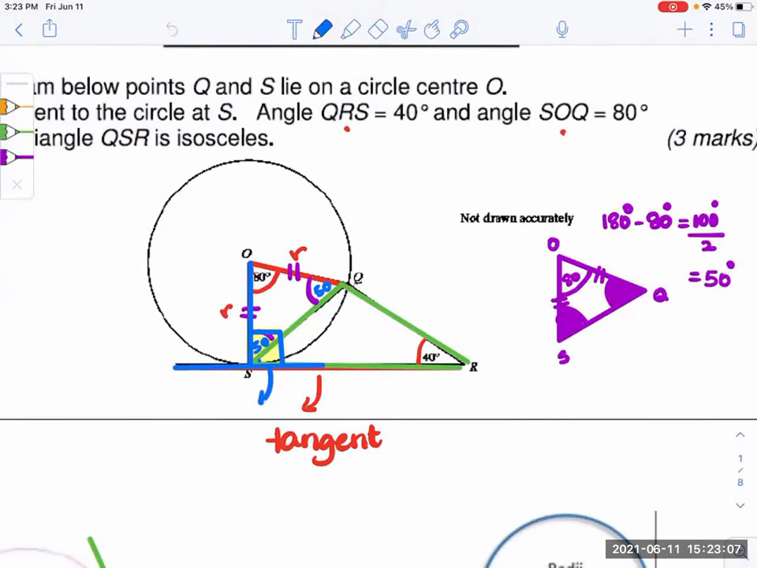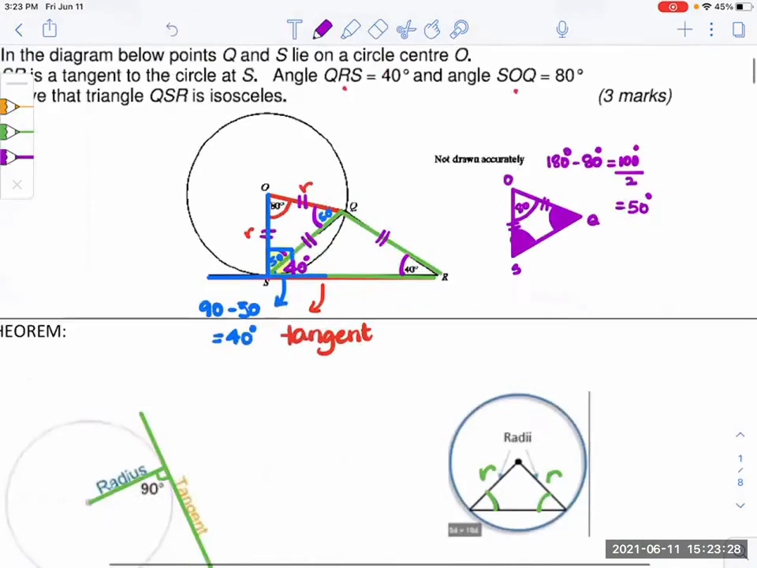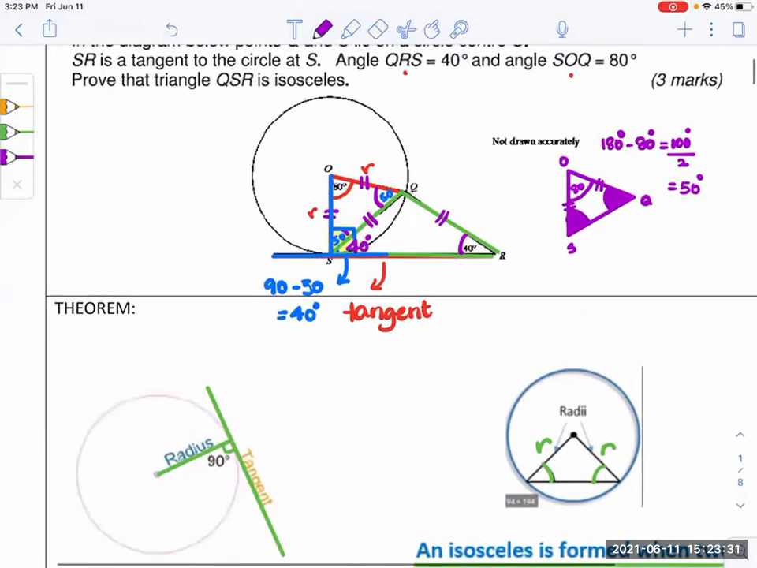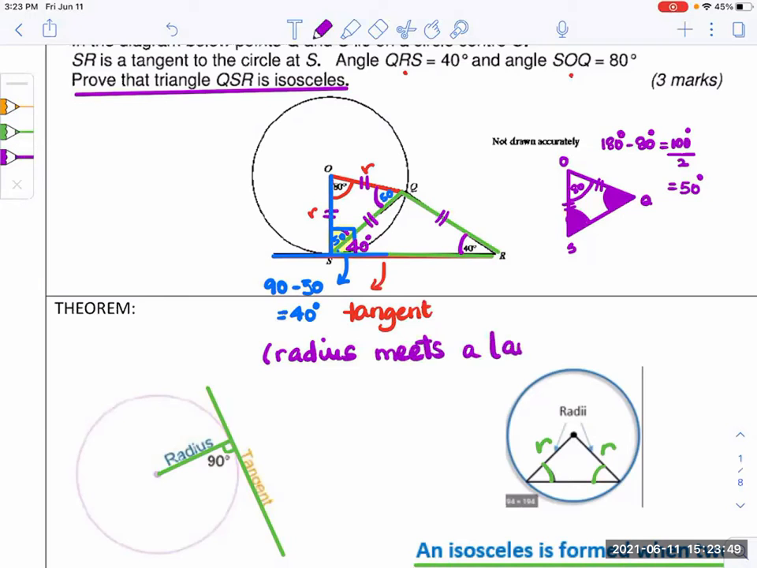Right. So this here is 90 minus 50, which is 40 degrees. Do you all agree? So if this angle is 40 degrees and this angle is also 40, what type of triangle is this? Isosceles. So they ask us to prove that the triangle is an isosceles, right? So it is an isosceles because, and the reason is, the radius meets a tangent at 90 degrees. Now, take down whatever you need on the screen.